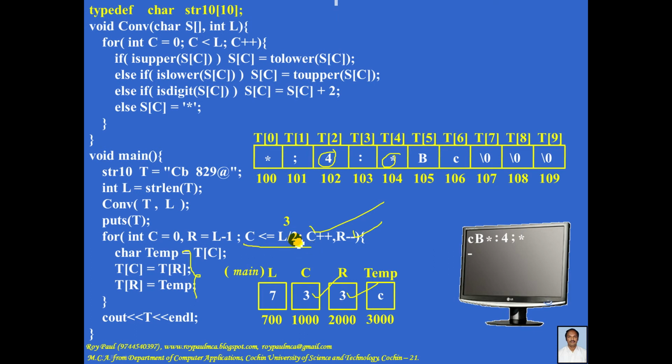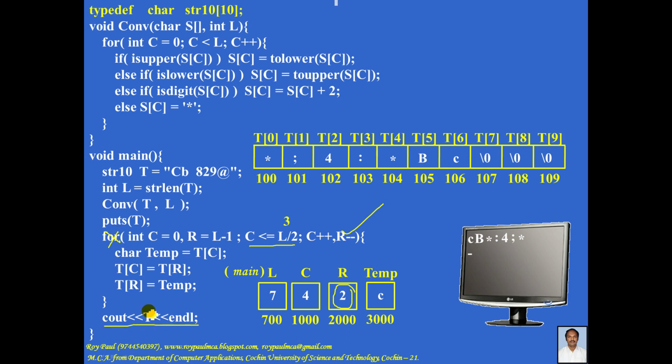Now after this, condition check. 3 less than or equal to 3, condition true. So control comes inside. Now here you need to swap T of 3 and T of 3, which means here itself, no change. Now after this, C++, so C becomes 4. Now R minus minus, R becomes 2. Now 4 less than or equal to 3, condition wrong, so you exit from this for loop.